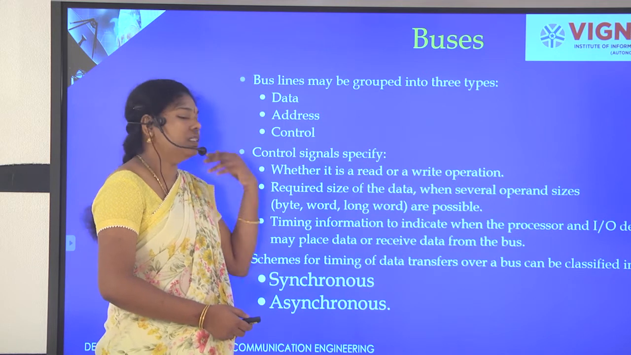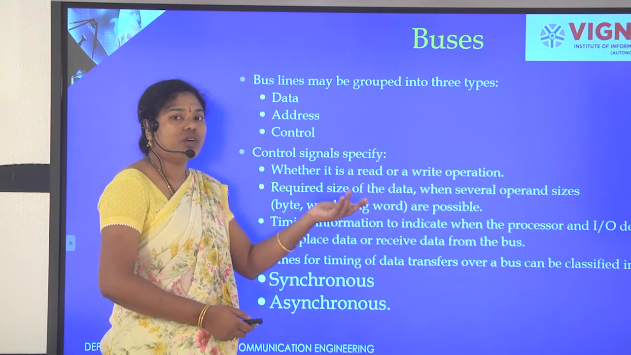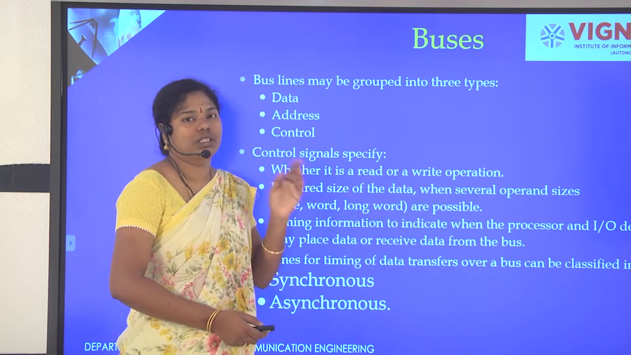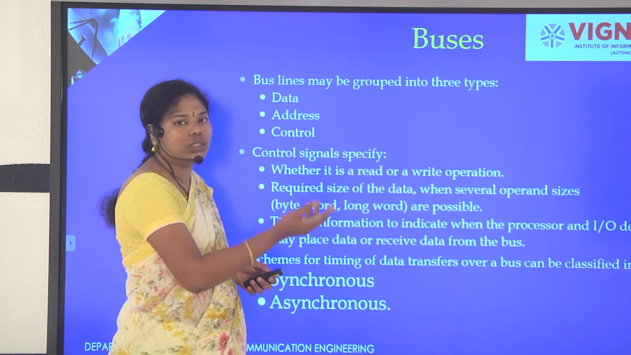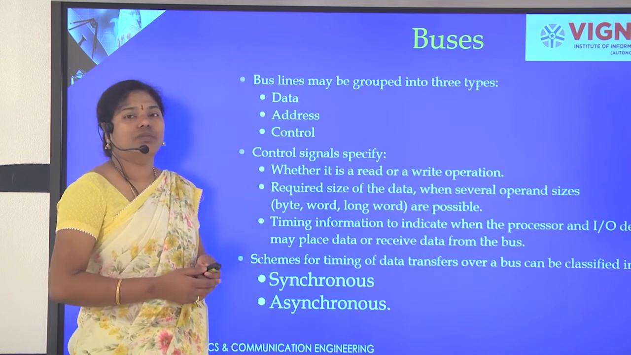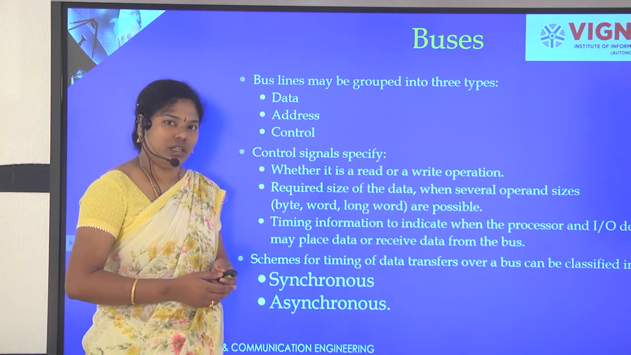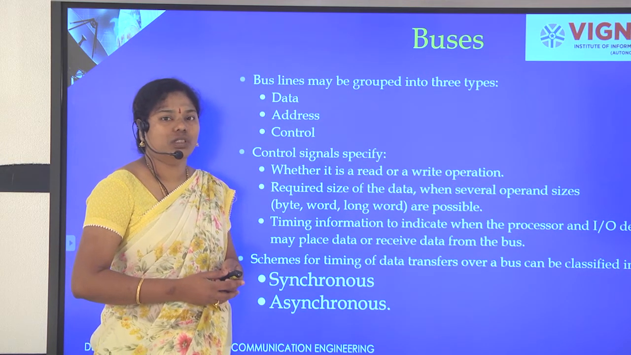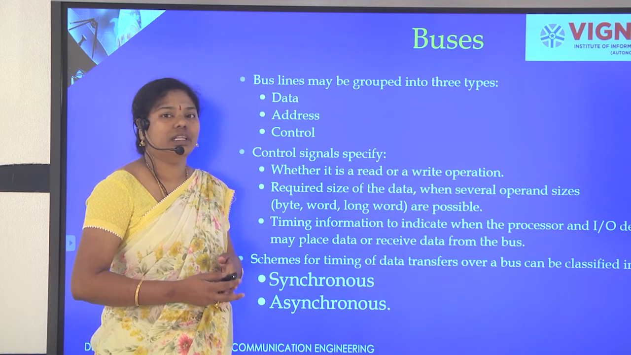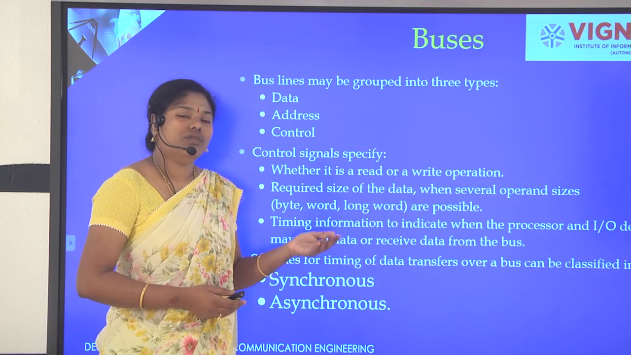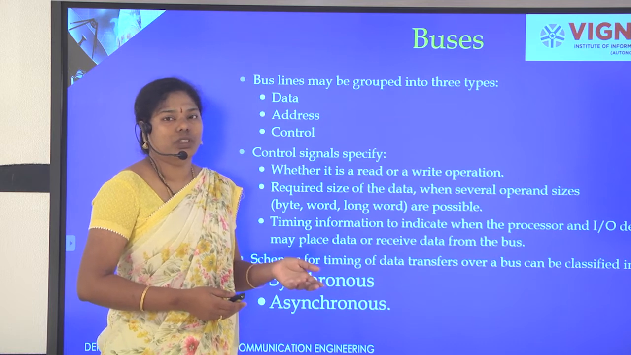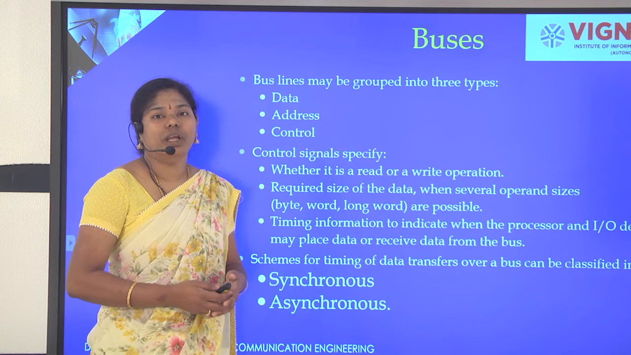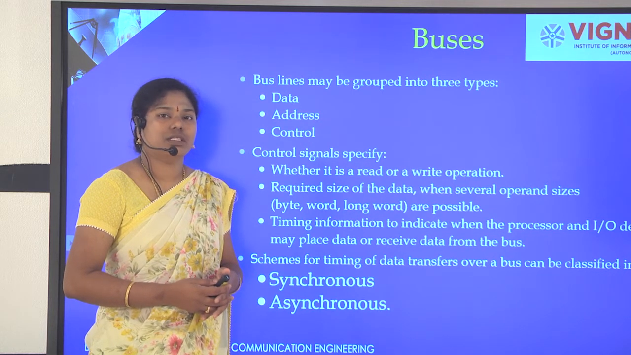The next is output. The processor writes the data to the memory and to the IO devices. Then the direction will be outside. So the direction of the data bus is bidirectional. Coming to the address, the address is provided by the processor. The processor identifies the address of the slave, the address of the IO devices and the address of the memory. So the processor is the master. At the same time, the DMA can also act as a master.